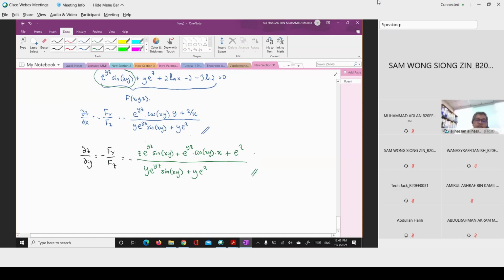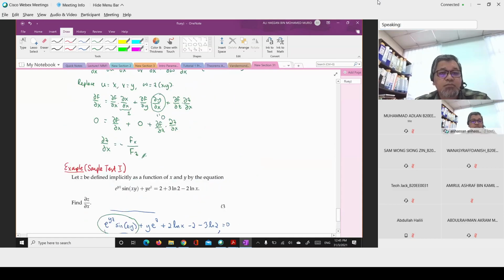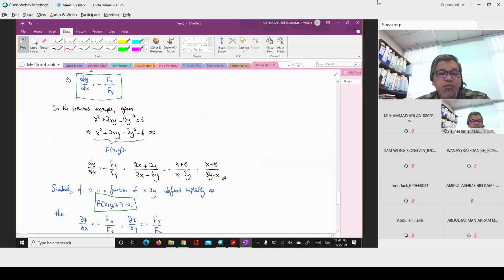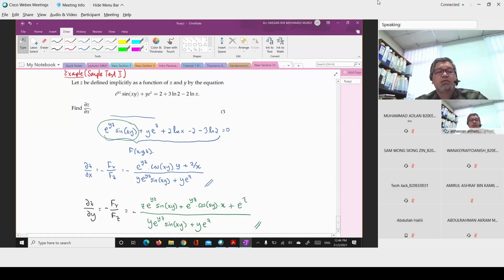So this is the solution. Again, it contains z, but that is usually the case if we have z defined implicitly in terms of x and y. Just like this example here, y is defined implicitly in terms of x, and look at dy/dx, the answer contains y. That is normal. Also here, the result dy/dx contains y if y is defined implicitly through a relation.